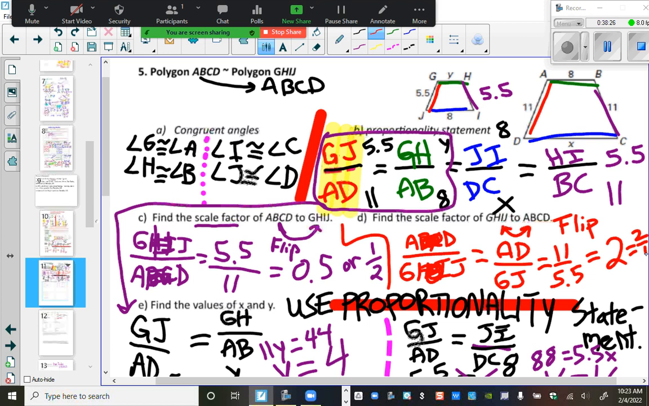So once you get this one, flip it, you get your other. So they're reciprocals. So yeah, if you went from small to bigger, you're going to multiply by 2. You go this way. You go from bigger to smaller, multiply by 1/2.